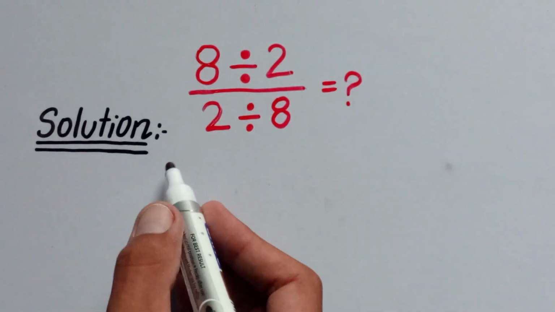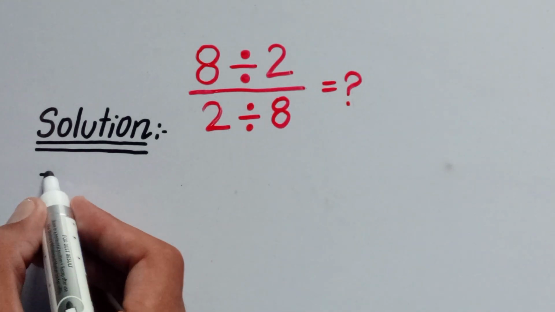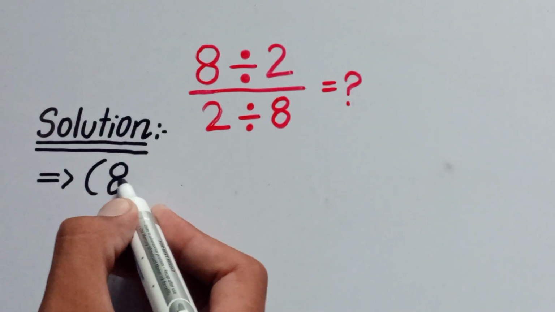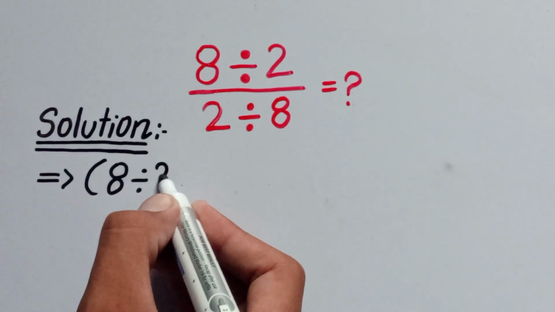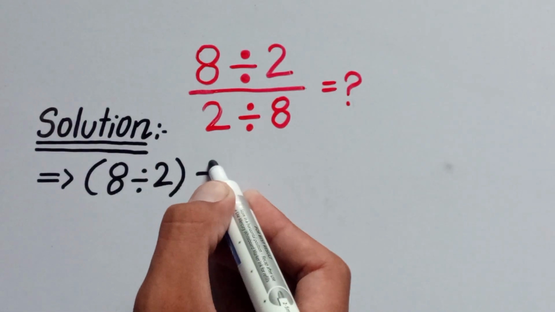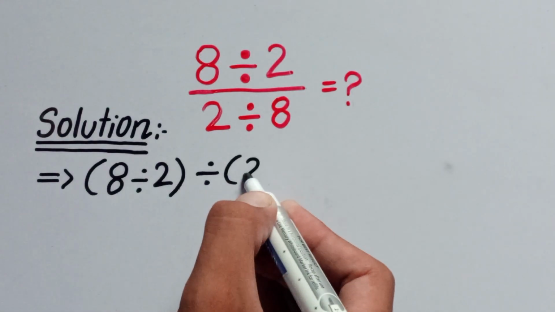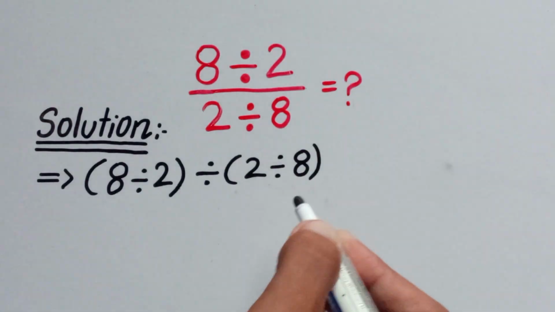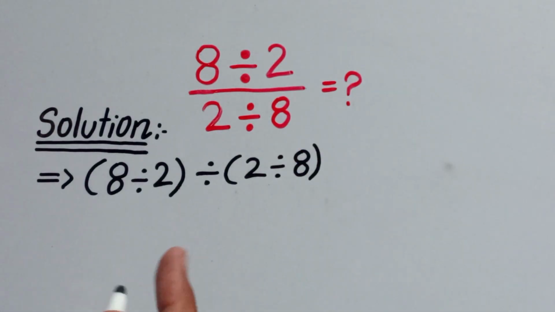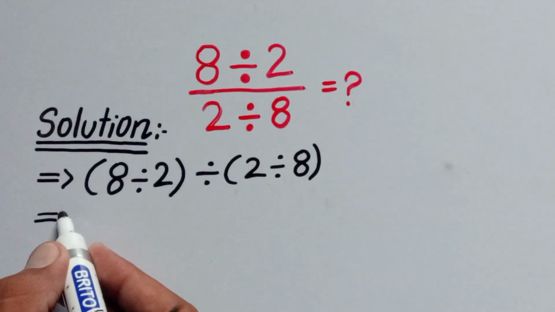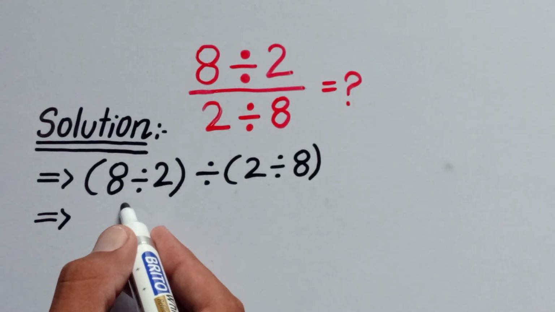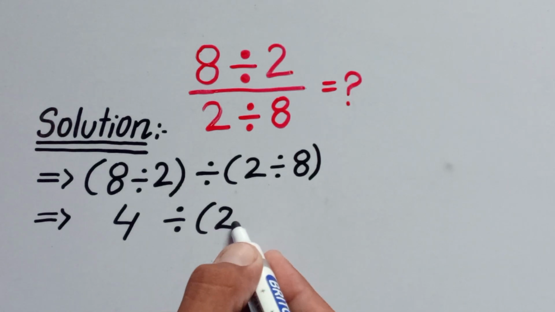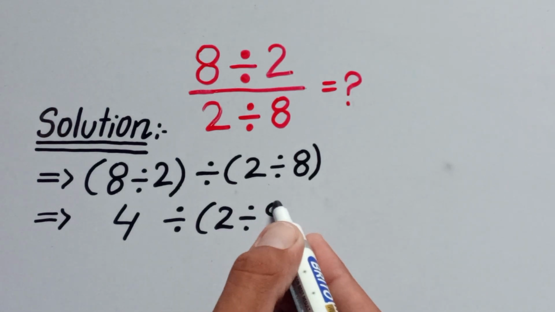So I can write here parentheses 8 divided by 2, divided by parentheses 2 divided by 8. Okay, I can write these in this form. Now 8 divided by 2 is equal to 4, divided by 2 divided by 8.